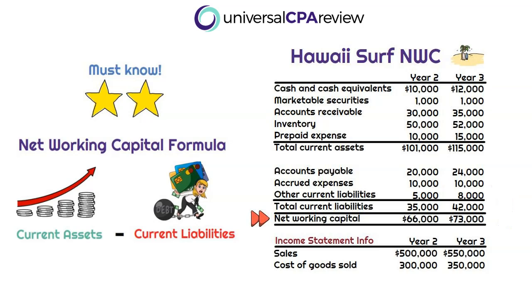So if we wanted to calculate net working capital, we would just take total current assets, say for year 3 of 115,000, subtract current liabilities of 42,000, and for year 3, we would have net working capital of 73,000. If we did the same calculation for year 2, we would have net working capital of 66,000, right? So fairly basic formula. You should be able to understand how to calculate net working capital based on a company's balance sheet.